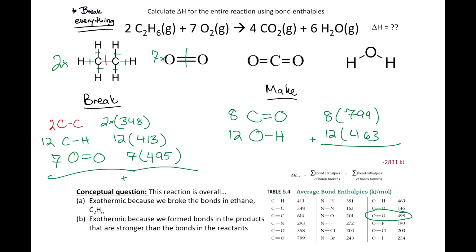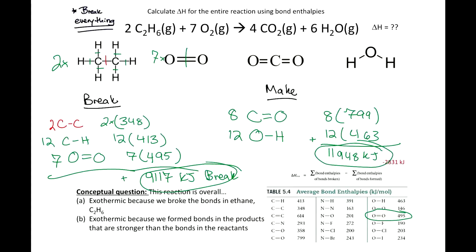All the bonds we break come to something like 9,107 kilojoules, I think. Let's double check that number. It doesn't seem right. Is it right? Oh yeah, it is. It's about 9,000 kilojoules. That is what we have to break. But then what do we get back? What do we make? We make 11,948 kilojoules worth of bonds.